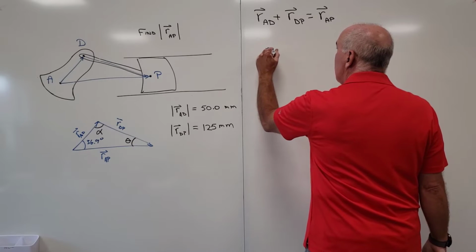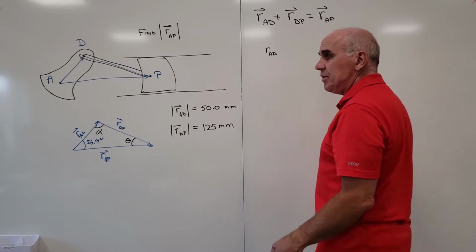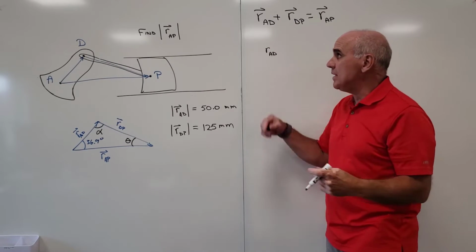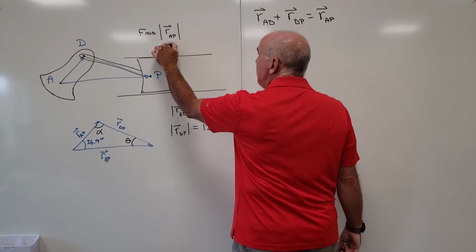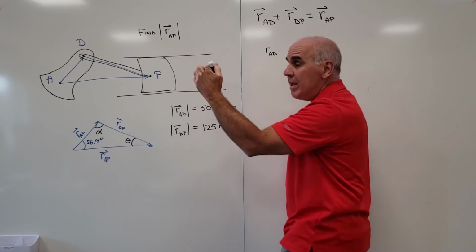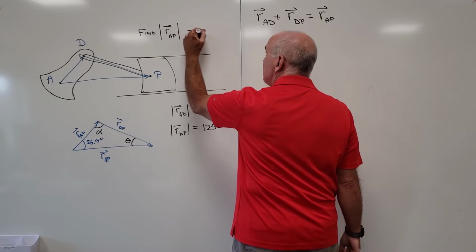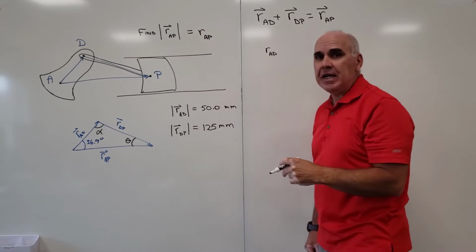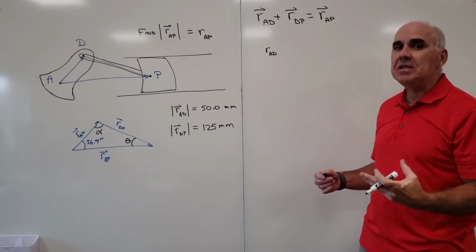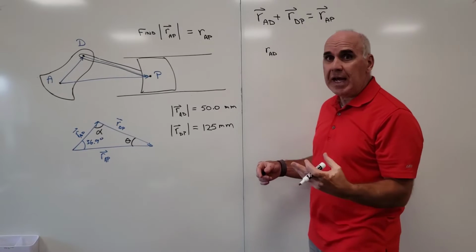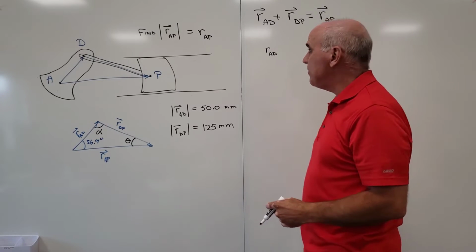RAD, and I'm not going to put a vector sign over it because that means the magnitude. So RAP, absolute value, is the magnitude of RAP. I can also write that as RAP without the vector sign. That's understood to be the size of that vector, the magnitude of that vector.